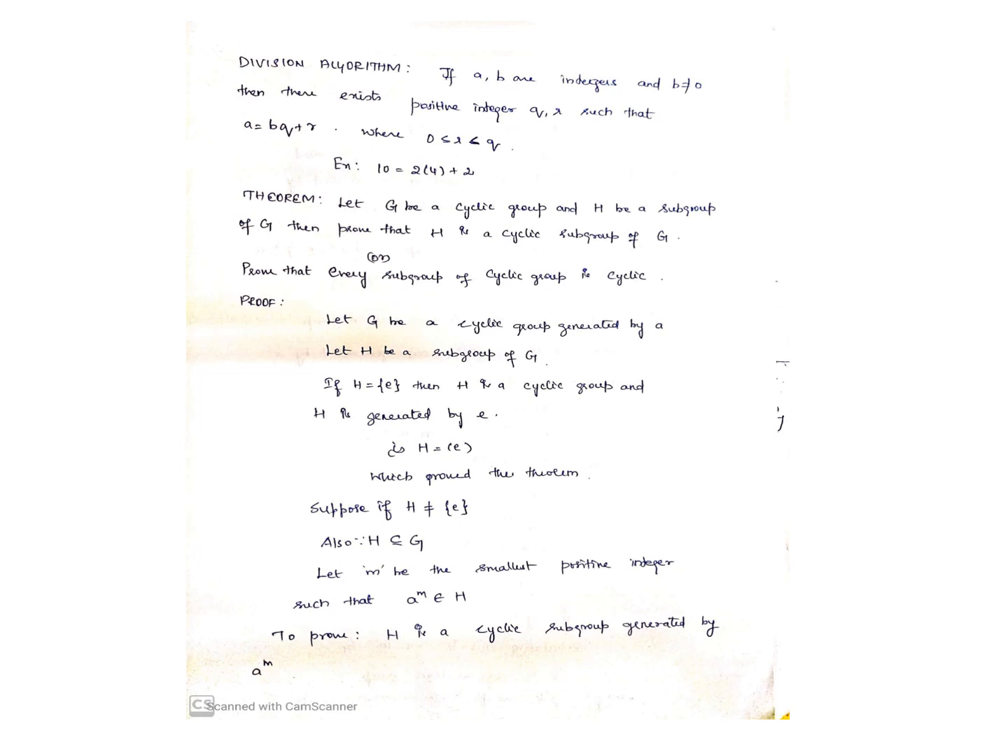Theorem, let G be a cyclic group and H be a subgroup of G. Then prove that H is a cyclic subgroup of G, or also we call as prove that every subgroup of a cyclic group is cyclic. Given, let G be a cyclic group generated by an element a, let H be a subgroup of G. Therefore, if H is equal to {e}, then H is a cyclic group generated by e, which proves the theorem.